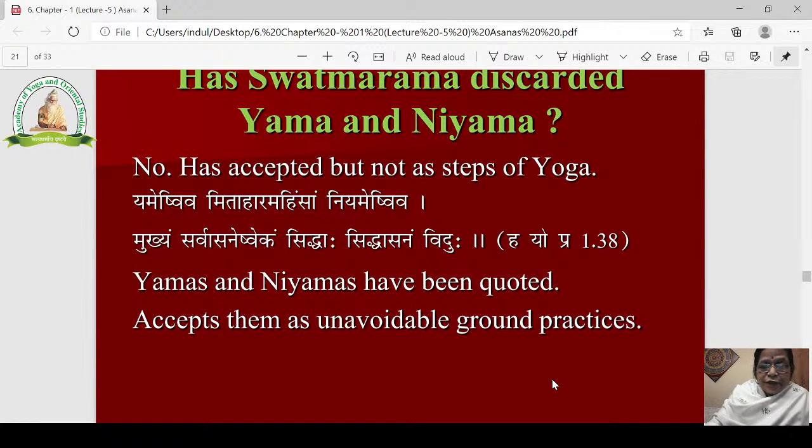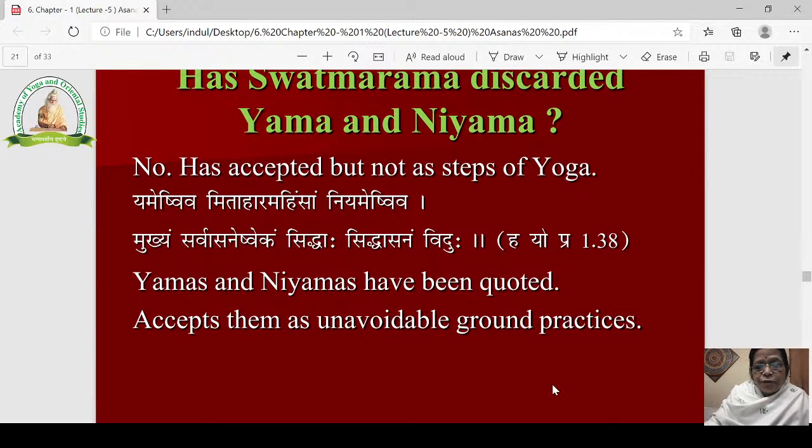And it is to be noticed that his yamas and niyamas are not according to Patanjali's yama and niyama. It is according to Yoga Tattva Upanishad. Because in Yoga Tattva Upanishad, mitahara is included in yama and ahimsa is included in niyama. Whereas in Patanjali's Yoga Sutra, mitahara is not included in yama or niyama and ahimsa is included in yama. So Swatmarama Yogi has accepted yama and niyama but not as steps of yoga.